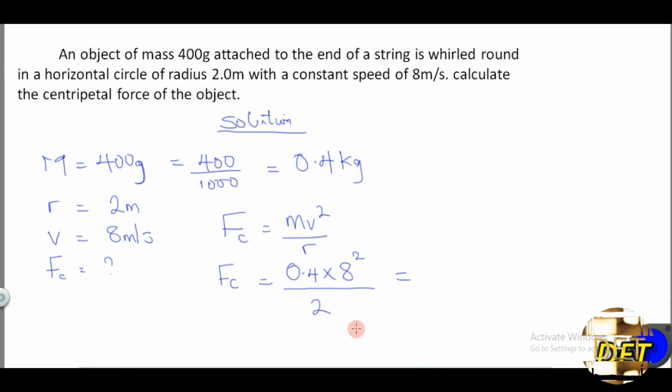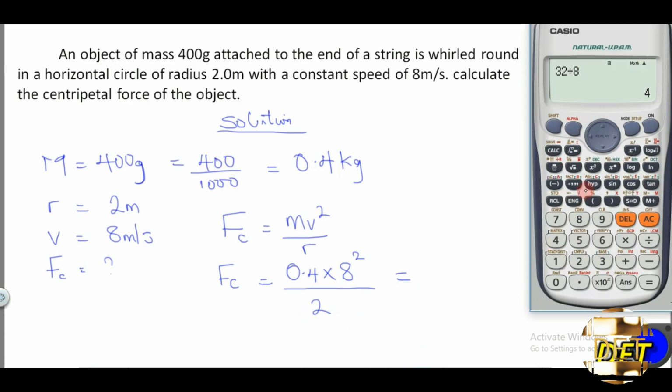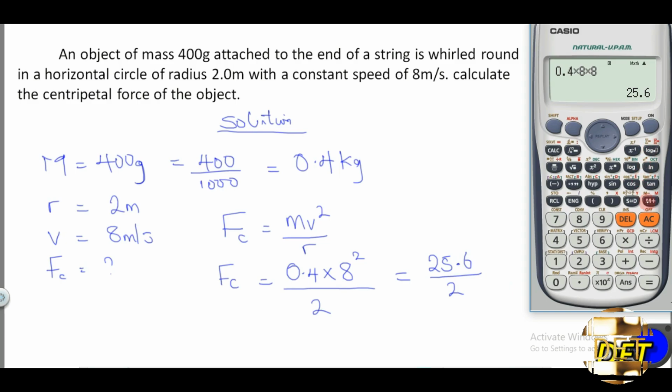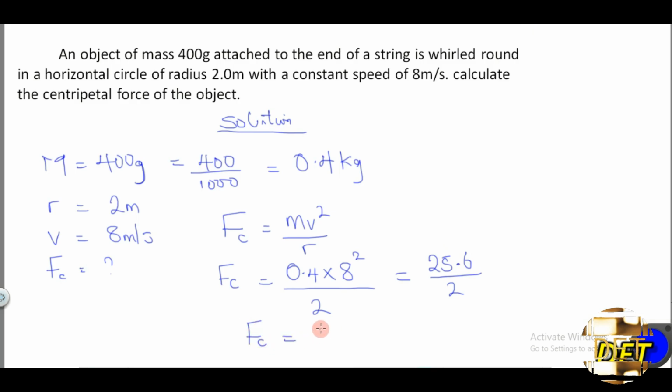Right? So if I bring out my calculator, this will be equal to 0.4 times 8 times 8. 8 squared means 8 times 8, right? So 0.4 times 8 times 8, that will be equal to 25.6. So this is 25.6 divided by 2, right? 25.6 divided by 2 will be equal to 12.8. So my centripetal force Fc is equal to what?